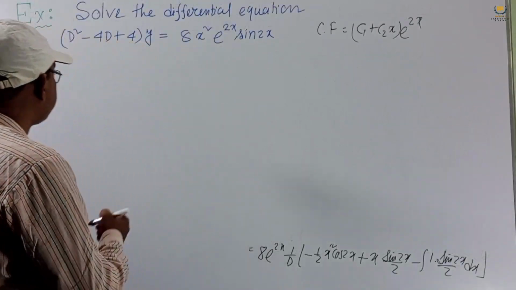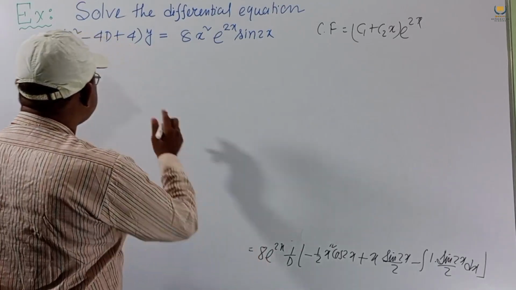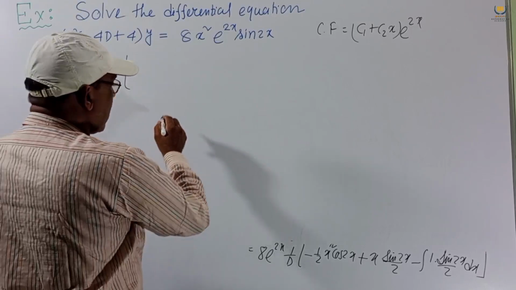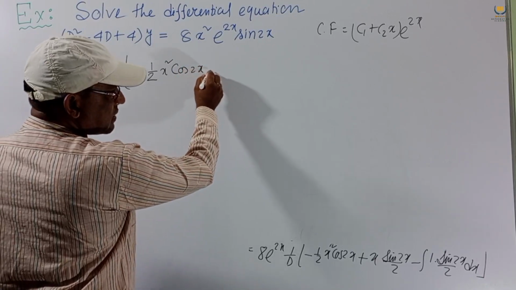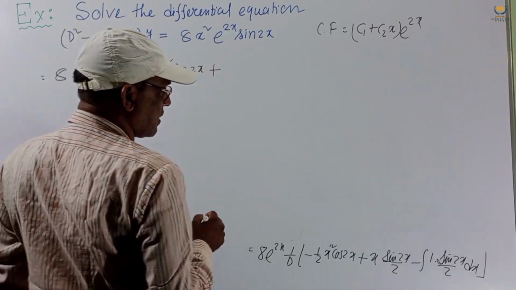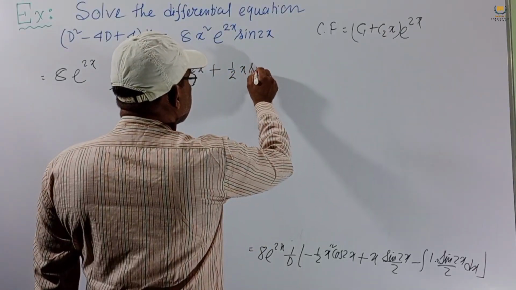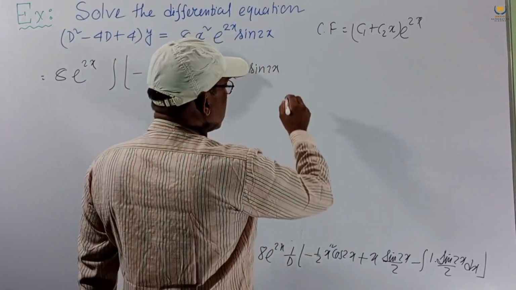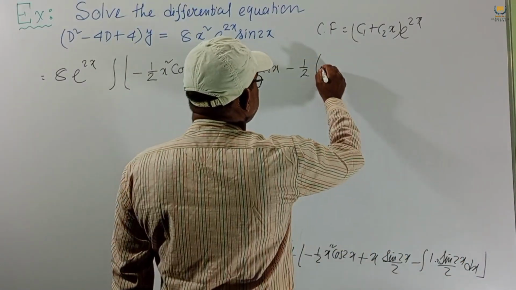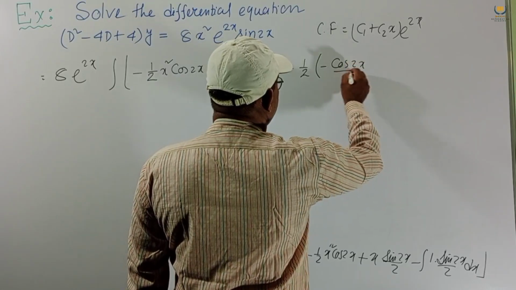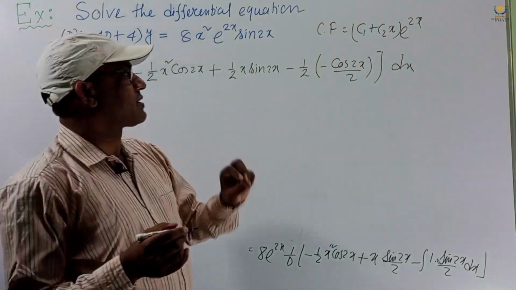Now this one, 8 e to the power 2x, this D means integration, and minus 1 by 2 x square cos 2x plus x times 1 by 2 sin 2x, minus 1 by 2 integration of sin 2x, which means minus cos 2x by 2. And for this integration we write dx.